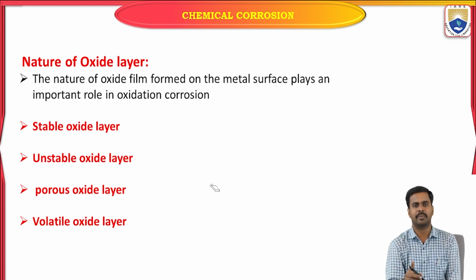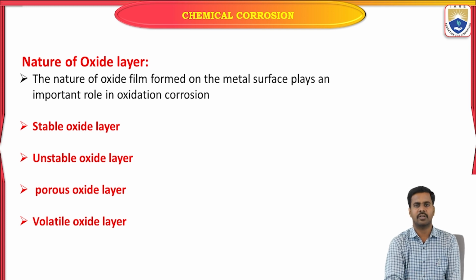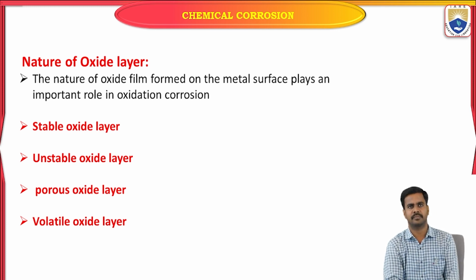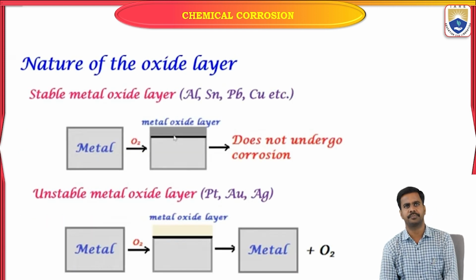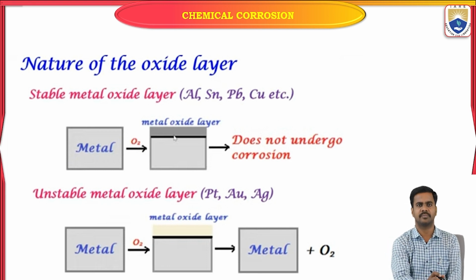So let us see one by one. So what is a metal oxide layer, and which type of chemicals reacting with metal form a stable oxide layer? Let us see one by one. First one, stable metal oxide layers and unstable metal oxide layers. So let us see the stable metal oxide layer.